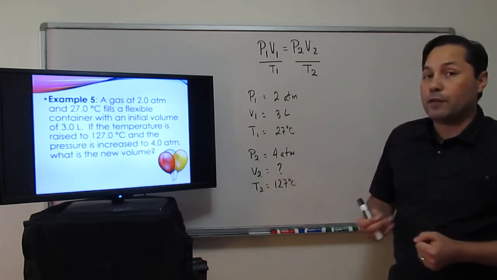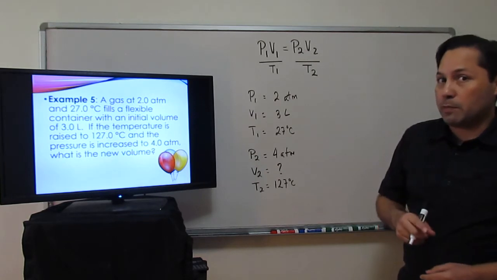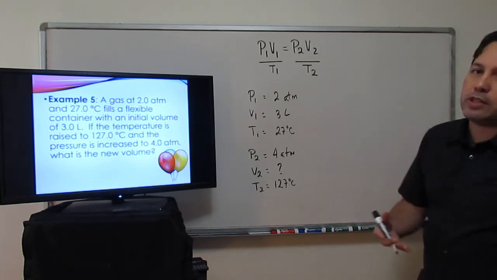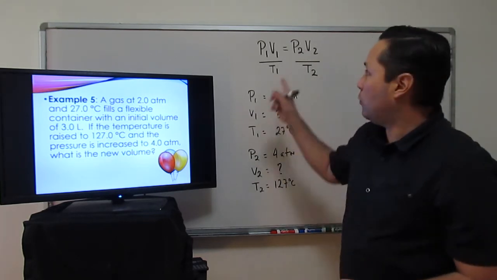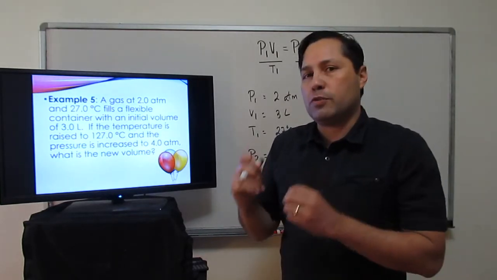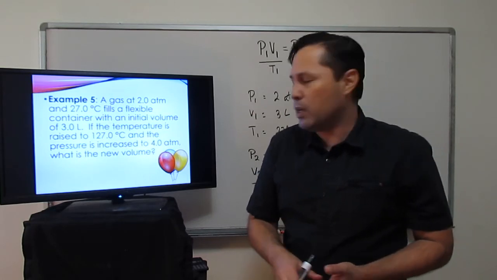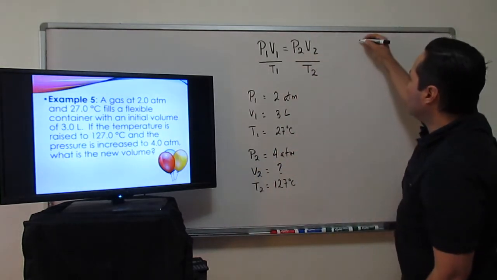Now we're missing V2, the new volume. I also wanted to point out that the temperatures are in Celsius, and they cannot go in Celsius into the formula for the combined gas law. They must be in Kelvin. To change Celsius to Kelvin, you take the Celsius temperature and add 273. So we're going to do that to each one of these before we plug them in.